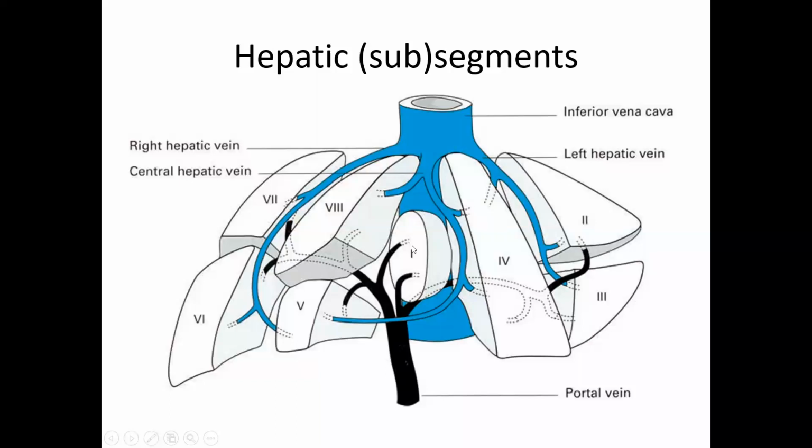So when we are doing a resection, especially when it comes to donating part of the liver to a person who has liver failure, you do not tamper with the caudate lobe because of double blood supply. You can safely remove segments 2 and 3 and give that to the recipient.